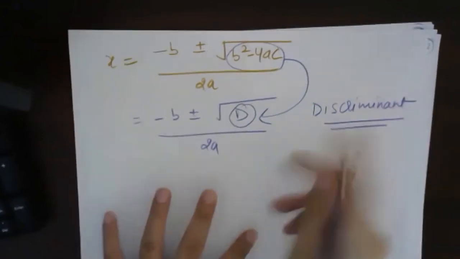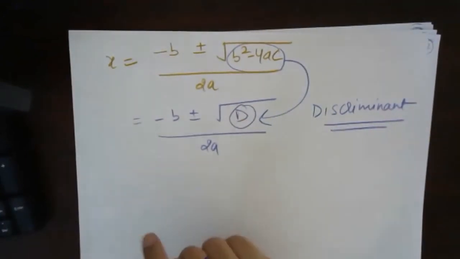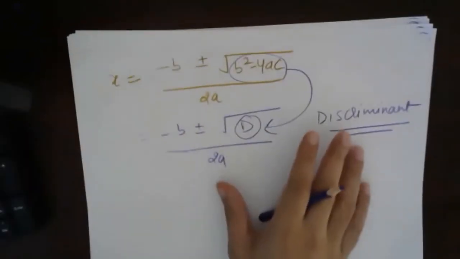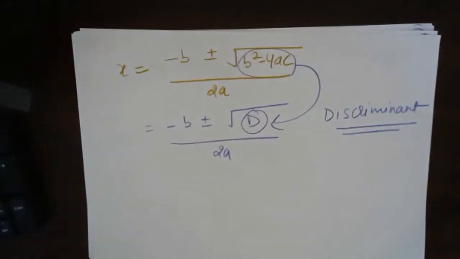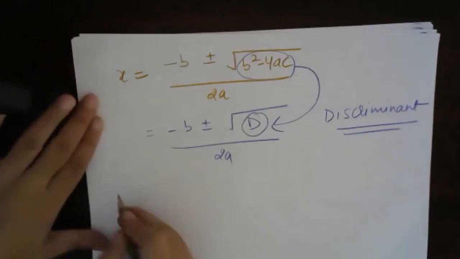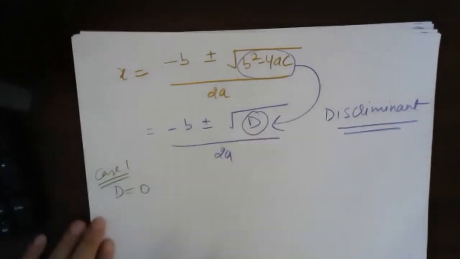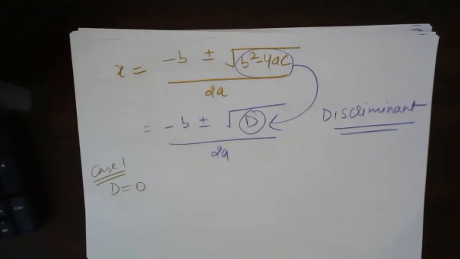Now this discriminant is the one which actually tells you what kind of a curve it will be. Okay, a has already told you upward or downward. This discriminant will tell you what kind of a curve it will be. Understood? Now let's take the first case, a very simple case, let's take d is equal to 0. First case, case 1, d is equal to 0. Okay, now tell me what will be the value of x.